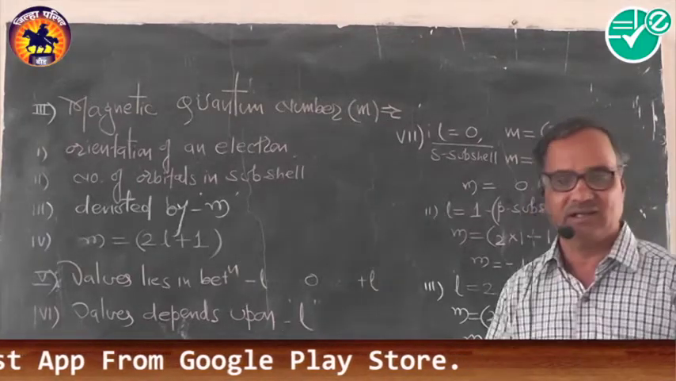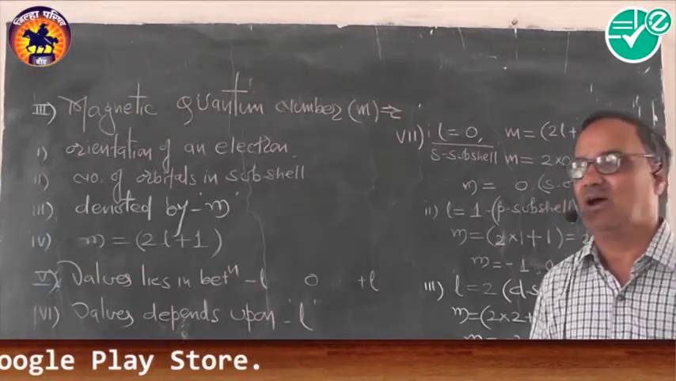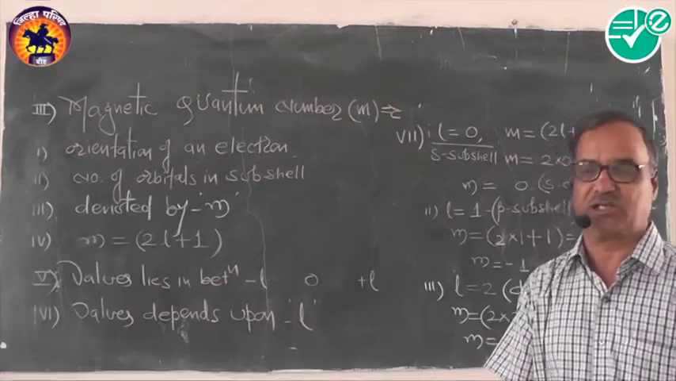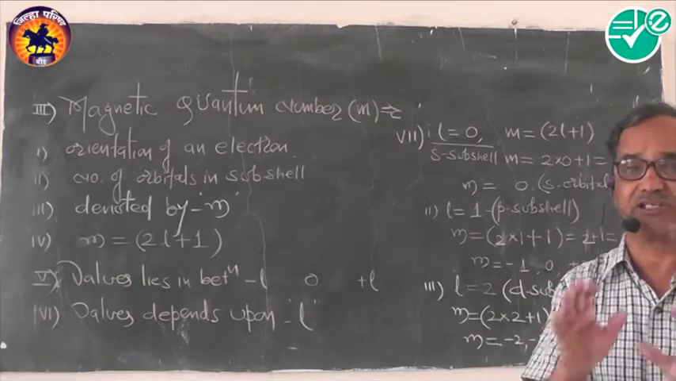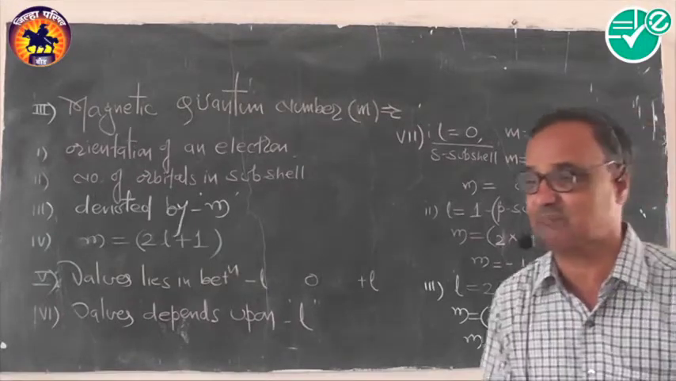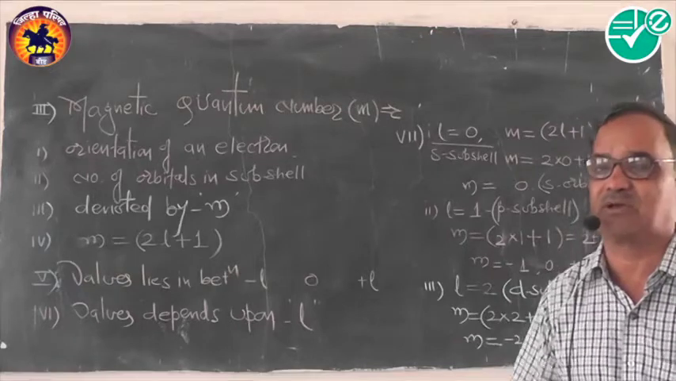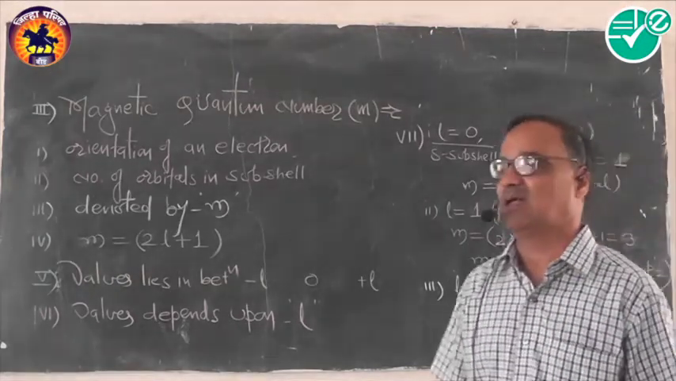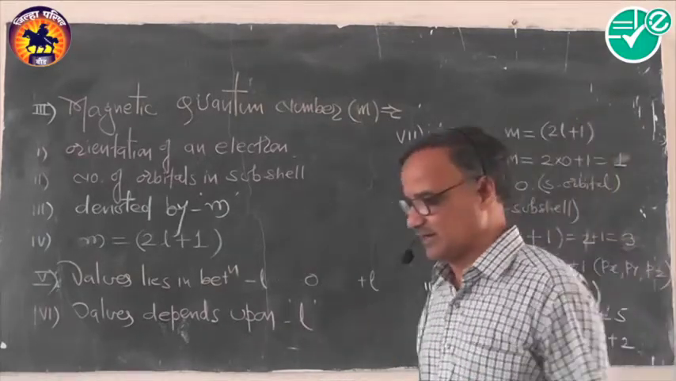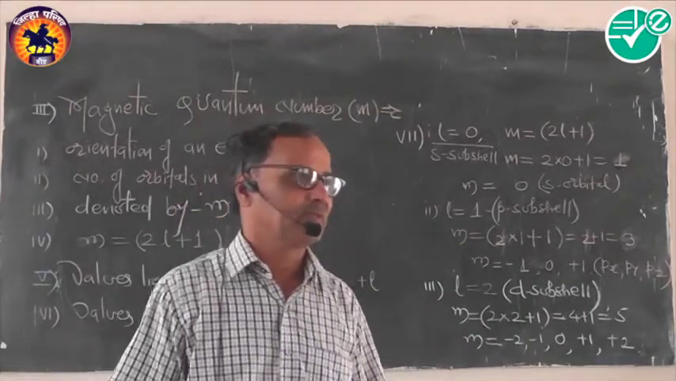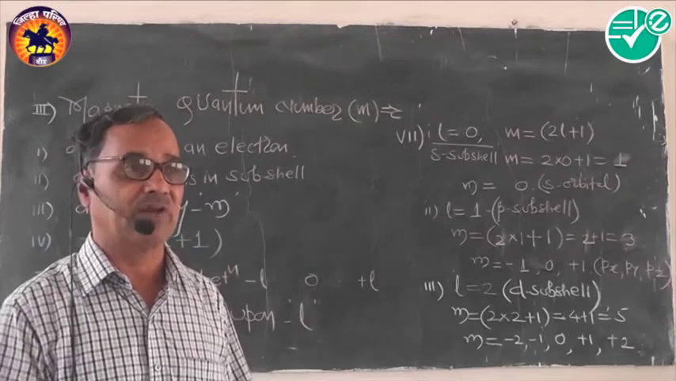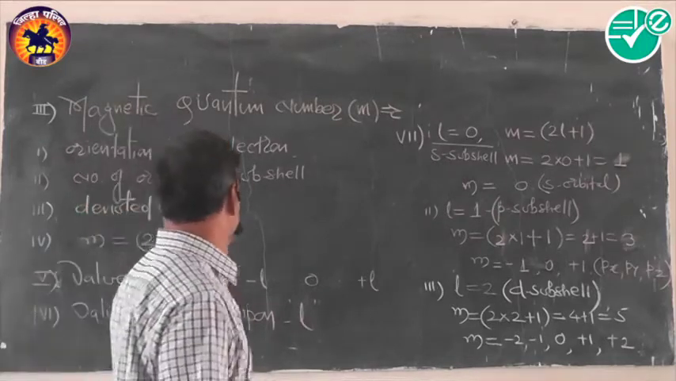Orientation is the momentum, rotation or spin of an electron about its own axis. So the first important point regarding the magnetic quantum number, which gives the most correct position of an electron as compared to the principal and azimuthal quantum numbers, is that it gives the orientation of an electron cloud or the orientation of an electron about its own axis. This is the first point.